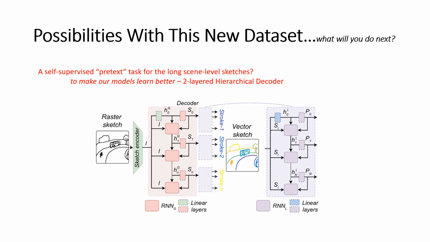Finally, to handle the complexity of scene sketches, we developed this two-layer hierarchical decoder. The need for developing this hierarchical decoder is that object-level sketches have only 100 stroke points, whereas a scene has 3,000 stroke points, and we need some specific designs to handle this complexity.